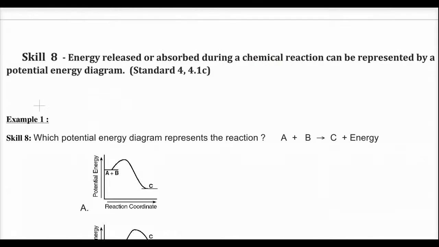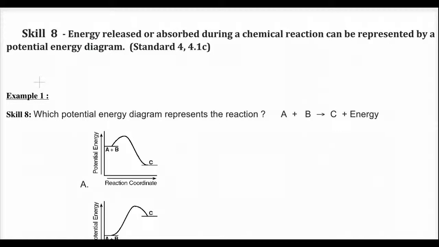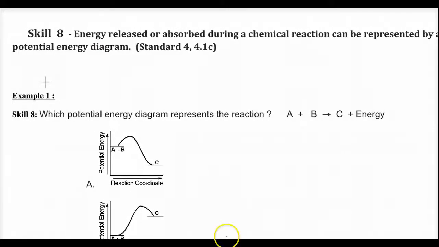three-dimensional pattern. Whoa, what happened there? So skill number 8. Energy is released or absorbed during a chemical reaction, can be represented by a potential energy diagram. So we draw high going to low, reactants becoming products.